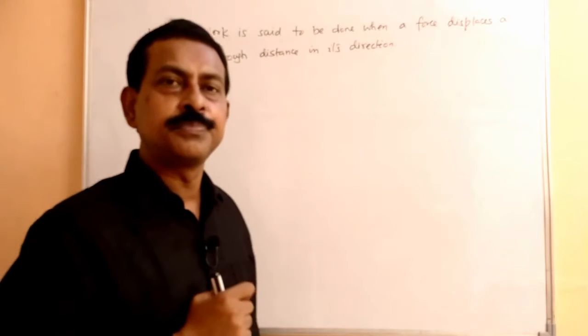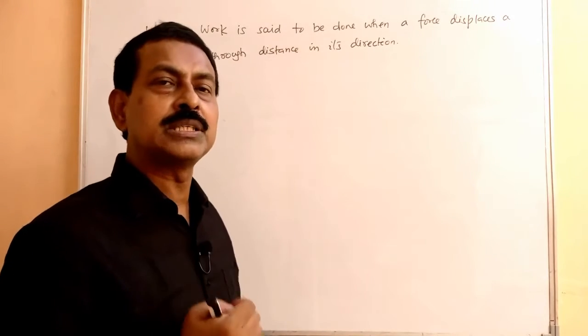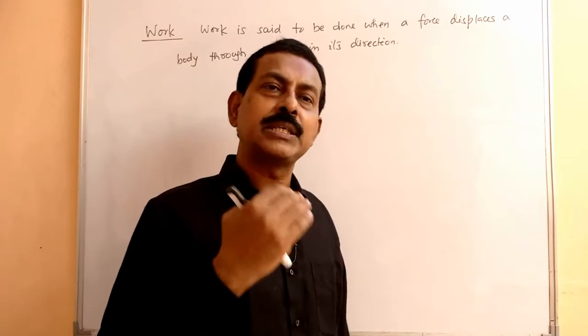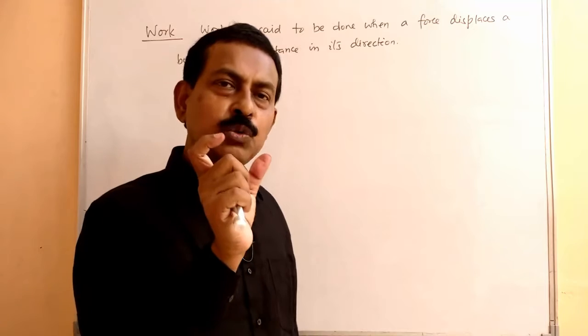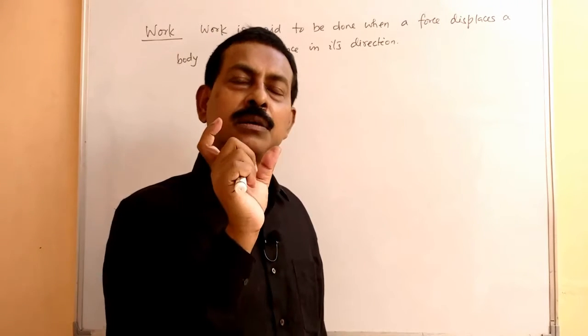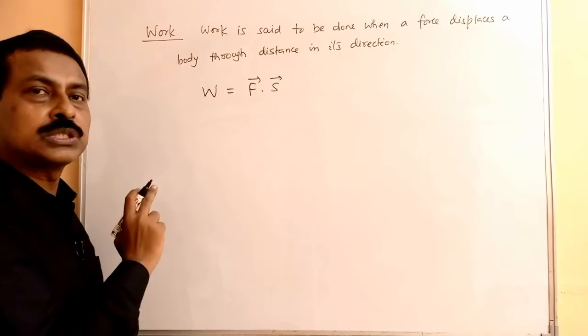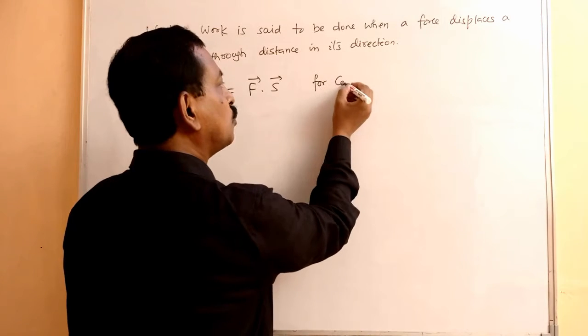Now, for work, we define work as it is said to be done when force displaces a body through some distance in its direction. In fact, it is basically given by the scalar product of force and displacement. That you can treat as the basic starting expression for finding work. So work done, we take it as a dot product of force and displacement. But remember, this we use when there is a constant force acting there. So this is there for constant force.